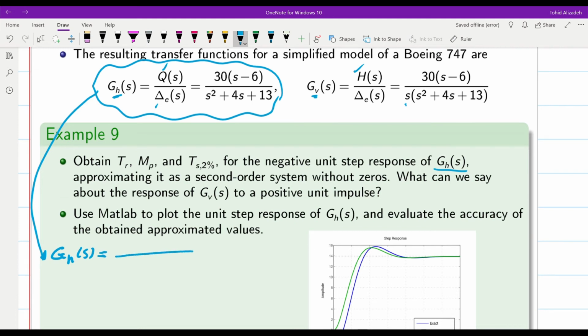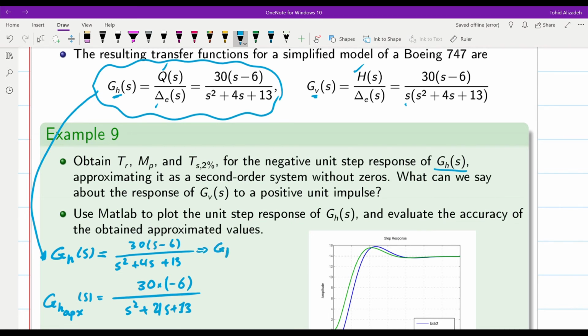If we want to approximate it with a second order system without zeros, we will keep the denominator the same, s squared plus 4s plus 13. And then we will remove the zero, let's say, from the numerator, okay? So we will have 30 times minus 6. We just need to keep the DC gain of the system the same.